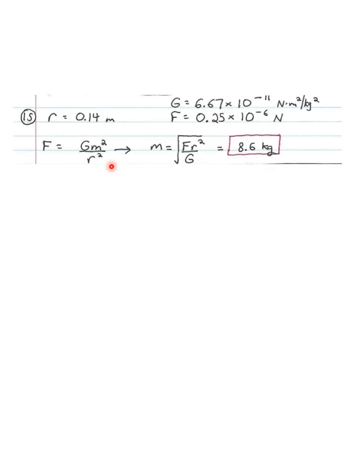The question says to solve for their masses, so let's solve this equation for m. Go through the algebra, and you get that m is the square root of force times r squared over G. We're going to plug in these quantities, and we get 8.6 kilograms.